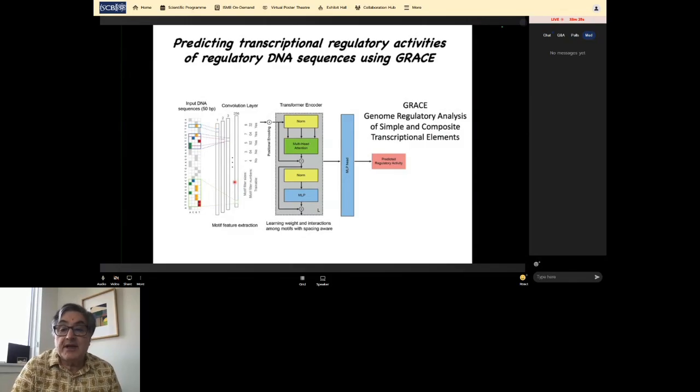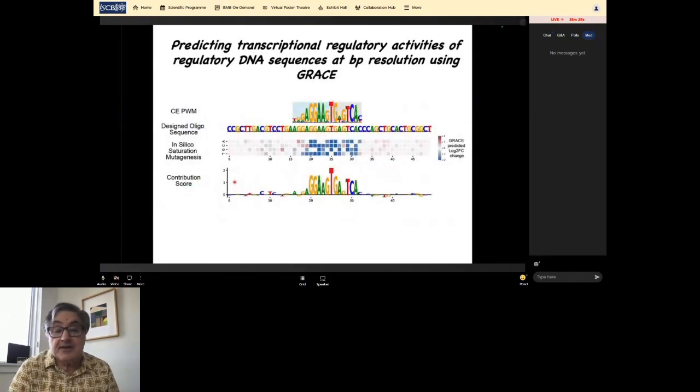And so the model is termed GRACE, and it does quite a good job. Once it's trained on a set of DNA sequences and the activities that we measure, it can now make single base pair resolution predictions. By way of example, here is one of the sequences that was used in our MPRA library. And this is the position weight matrix that it was based on from the CE output. So using GRACE, we perform in silico saturation mutagenesis, systematically varying each of the base pairs. And of course, GRACE predicts the activity of the mutant sequences. And then from that analysis, we can generate a contribution score matrix that is analogous to this position weight matrix.